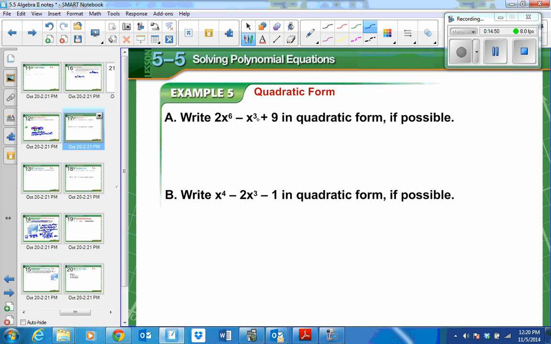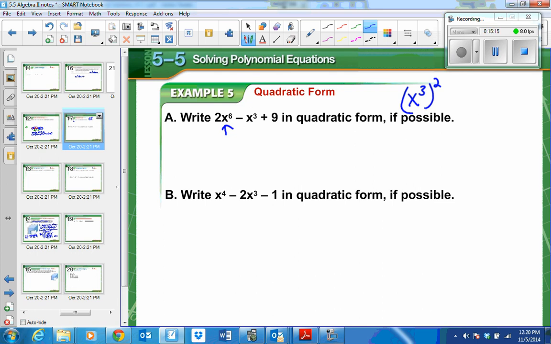The way you know if something can be put into quadratic form is you look at the middle term. In this case, the variable part of the middle term is x cubed. If you square that, you get x to the sixth. If that matches the first term, the a term of your quadratic, then you're going to be able to form a quadratic equation out of this.